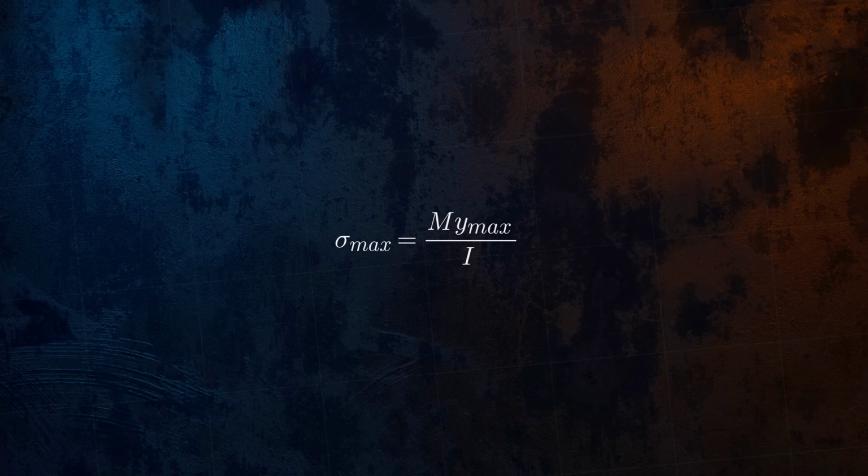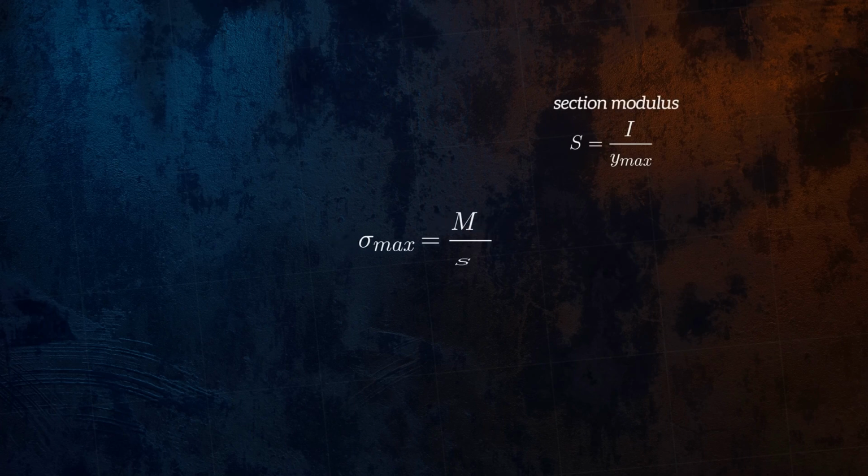The term I over y max depends only on the geometry of the cross-section, and so it is called the section modulus, and is denoted using the letter S. You will often see the section modulus listed for a range of common beam cross-sections in reference texts.